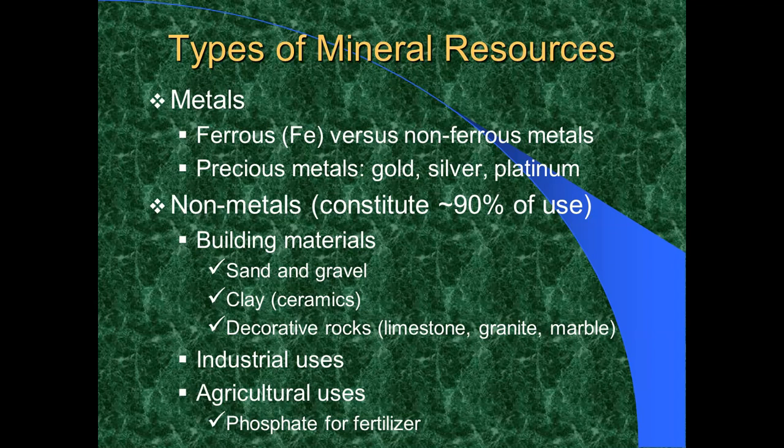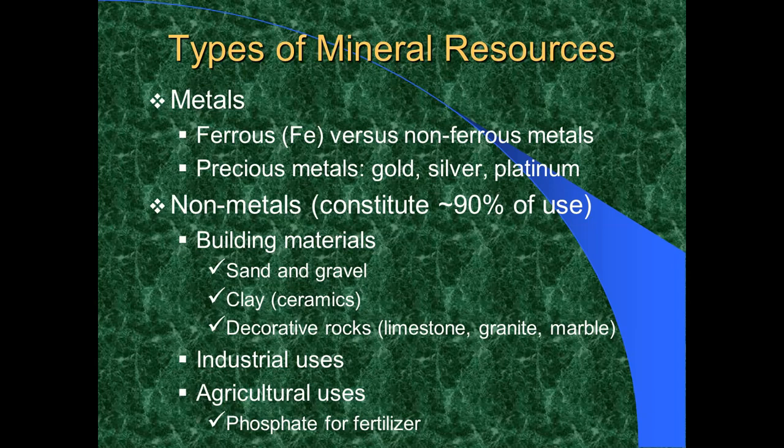Now, precious metals are metals that are rare but extremely useful. They're useful because they have a trait called malleability, which means they can be bent and molded into a lot of different geometric shapes, making them particularly useful in jewelry. So precious metals: rare but extremely useful. Examples would be gold, silver, and platinum. Now, those make up a minority of our use. 90% of our use are non-metals, and examples would include building materials.